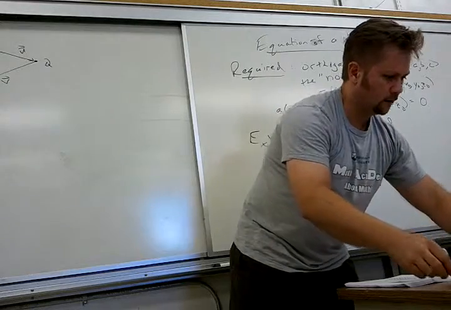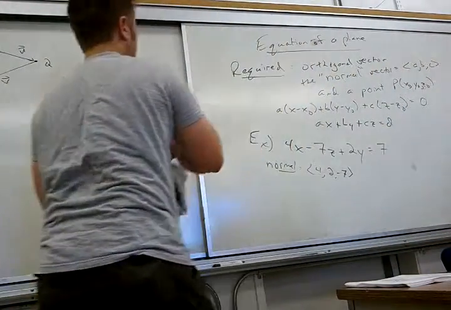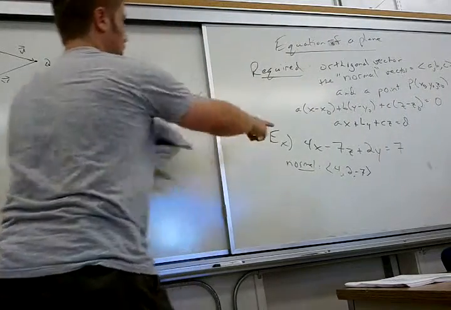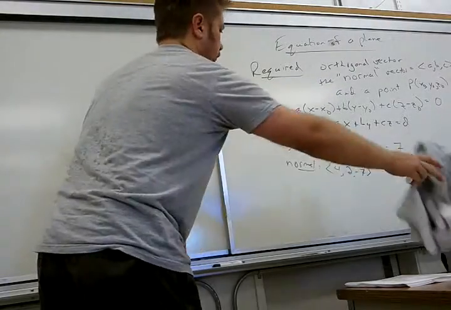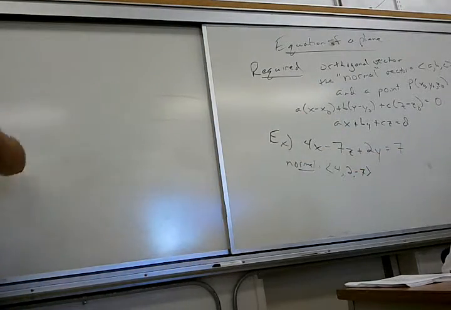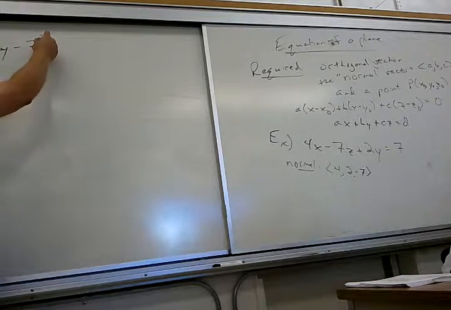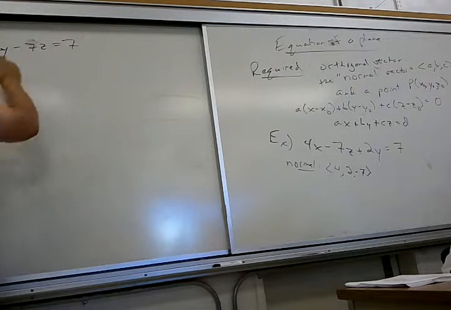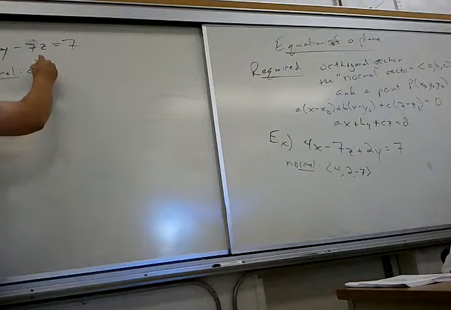So, look at this problem here. Let me see if you can get this. I like this problem. Can anybody come up with the equation of a plane that is orthogonal to that plane? So let me put that plane up here. And its normal vector, like we figured out, is 4, 2, -7.